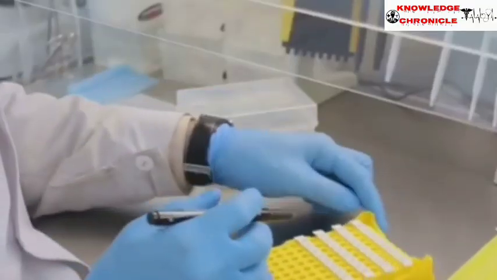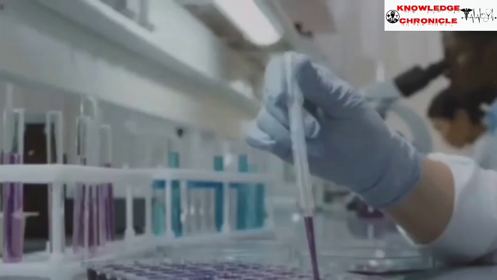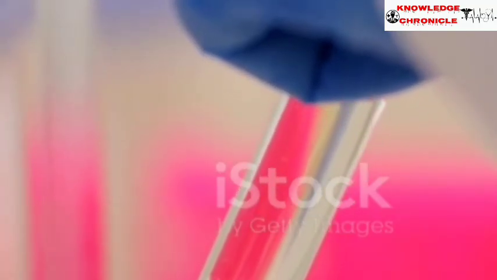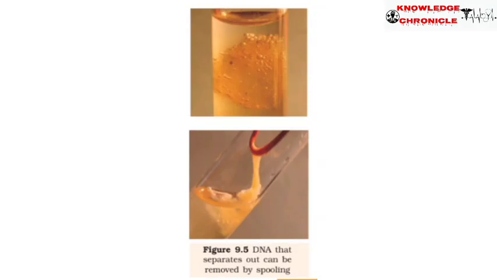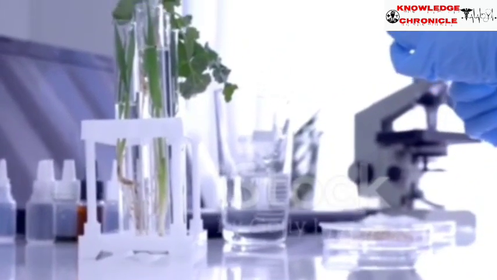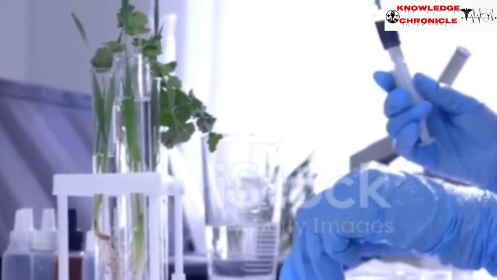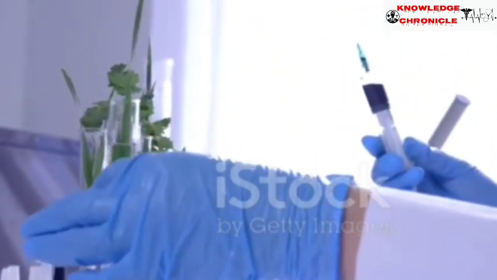Next, we need to remove contaminants. RNA is taken out using ribonuclease. Proteins are removed with protease. And other molecules like polysaccharides and lipids are eliminated using specific treatments. Finally, to get pure DNA, we add chilled ethanol, which causes the DNA to precipitate as white thread-like strands. Example: this method is used in labs when isolating plant DNA for genetic modification in agriculture.